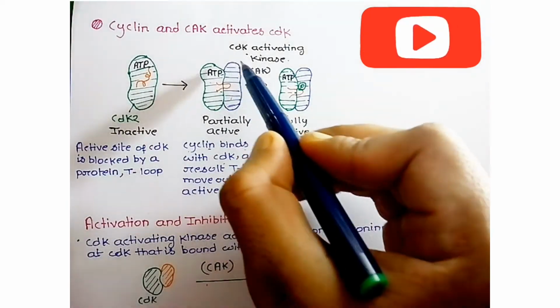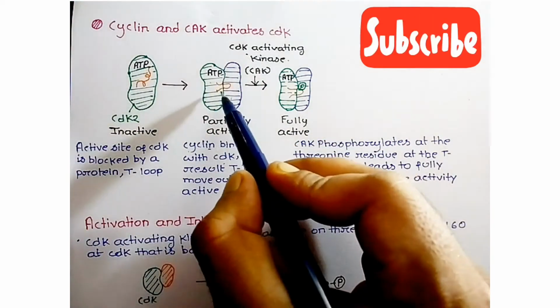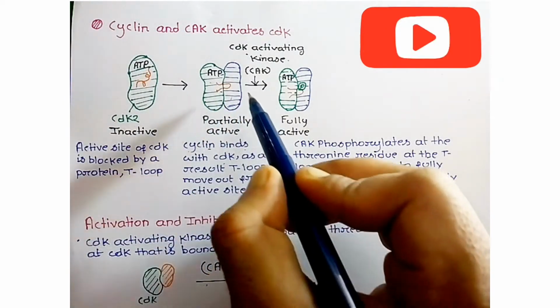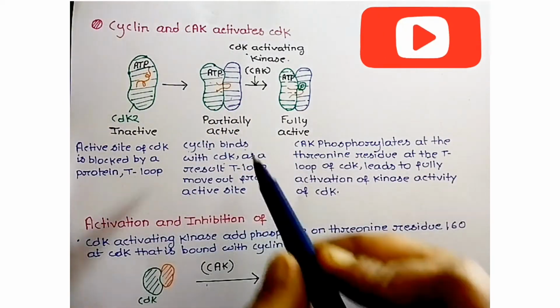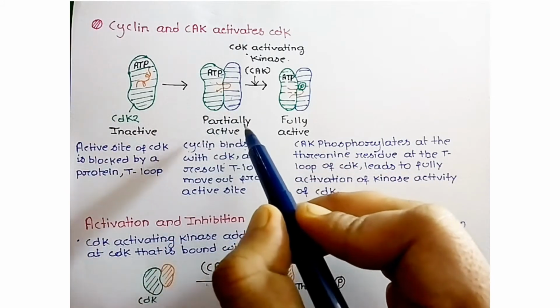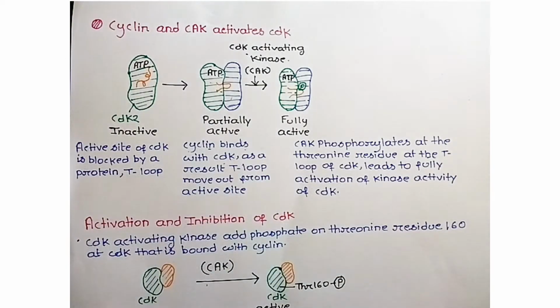So when cyclin binds with the CDK, this T loop moves out from the active site, but it does not show full activation. It is a partially active CDK. It is not able to phosphorylate other types of proteins.